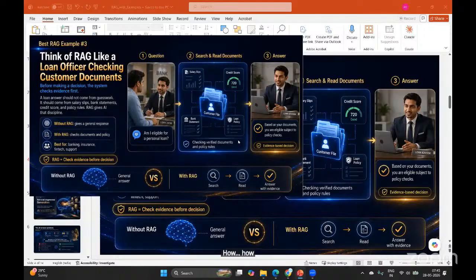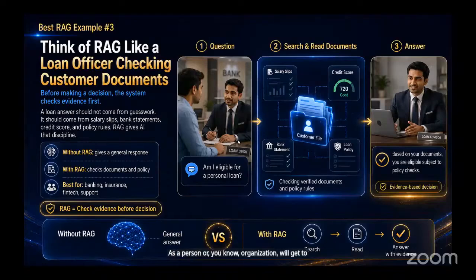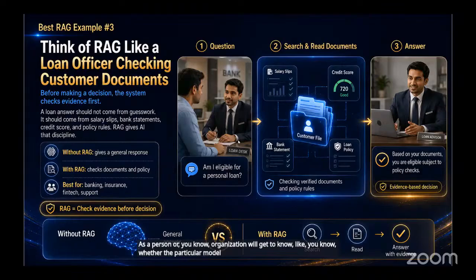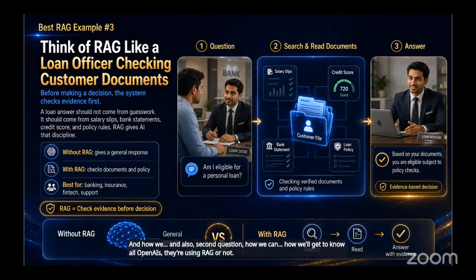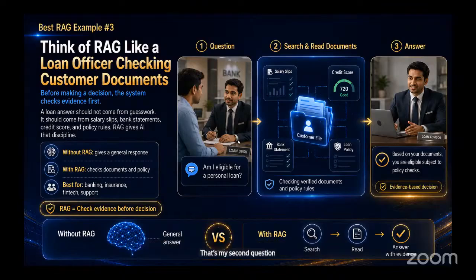How, as a person or organization, will we get to know whether a particular model is using RAG or not? How can we differentiate before using it? And the second question: how do we get to know whether OpenAI is using RAG or not?